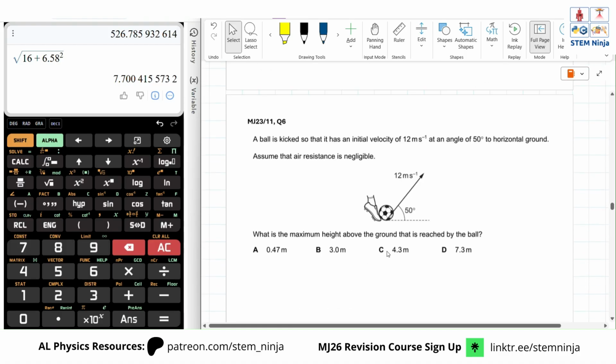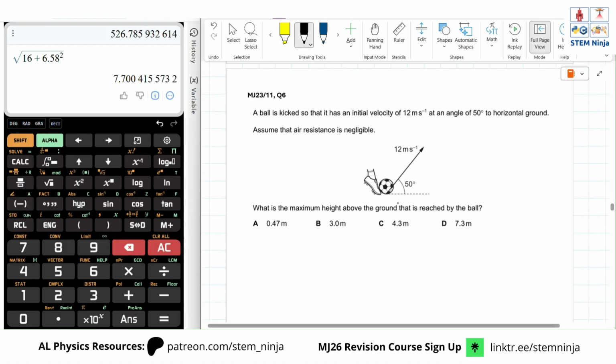Right, okay, let's do one more. A ball is kicked so that it has an initial velocity of 12 meters per second at an angle of 50 degrees to the horizontal ground. Assume that air resistance is negligible. What is the maximum height above the ground that is reached by the ball?